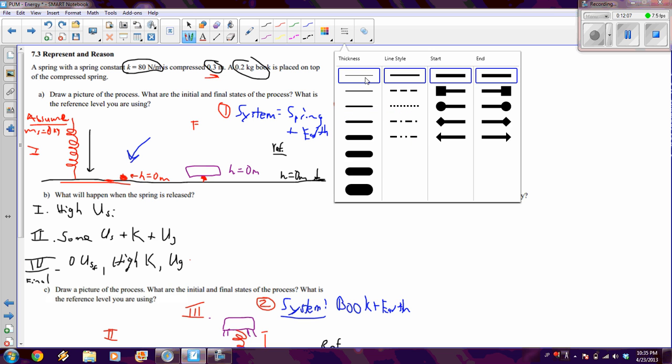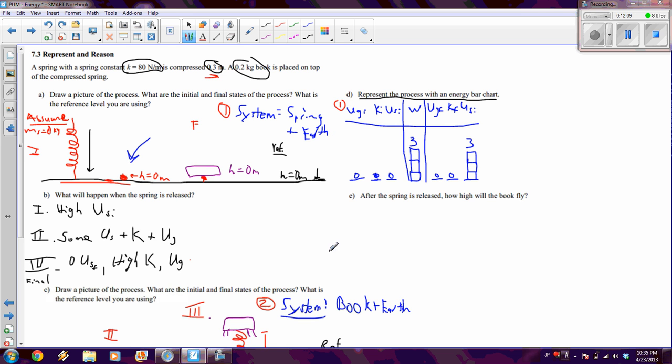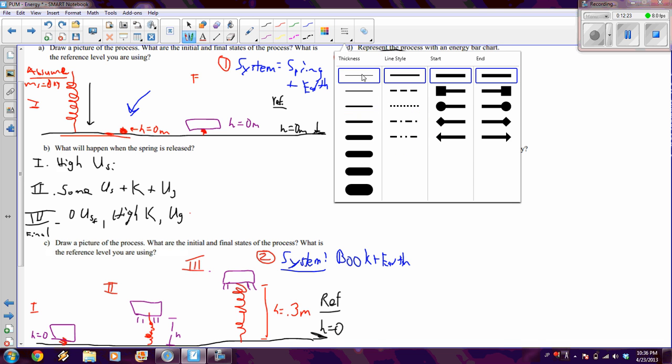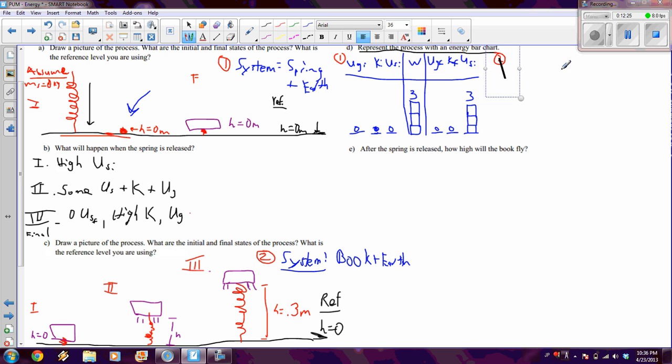In our second chart, this is now for our other system. This is when now the system is the book and Earth. And so let's draw a bar chart for this.